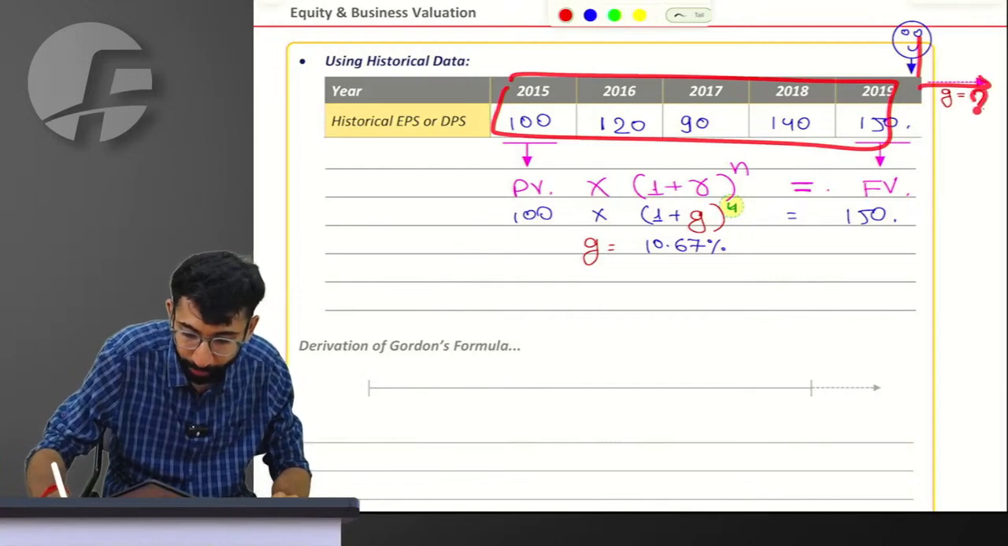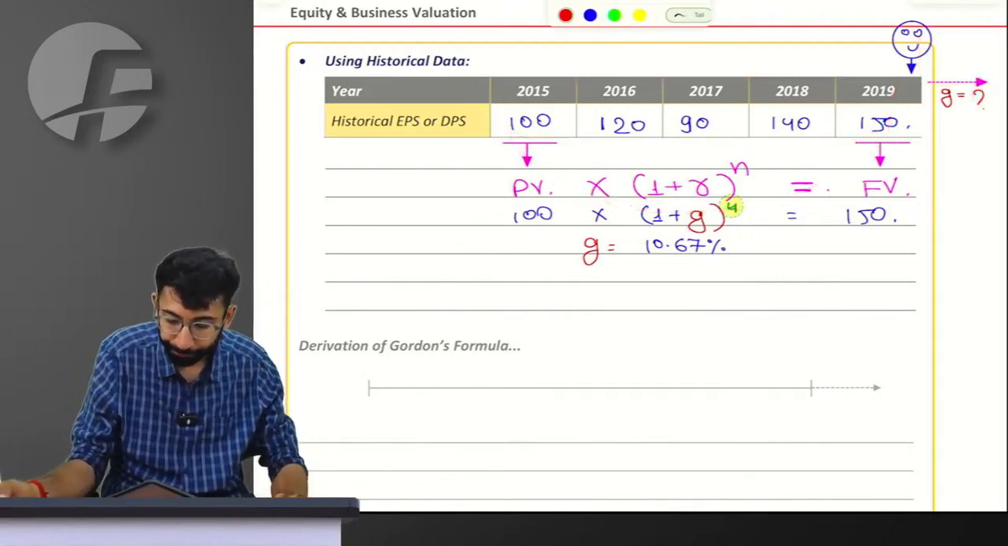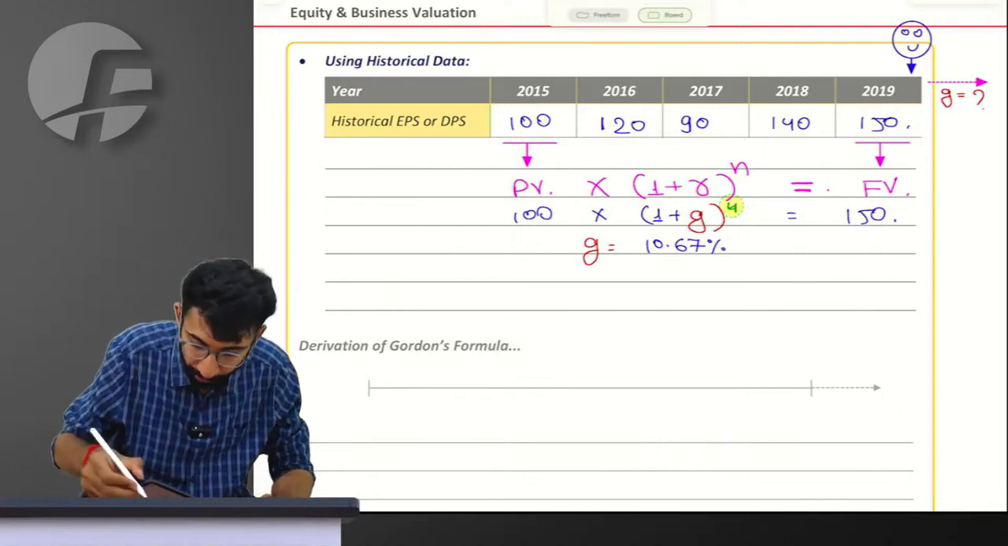So I hope the presentation is clear that we stand here, we have the historical data, we have to find out the growth rate for future years. It is calculated assuming the growth rate of previous years.